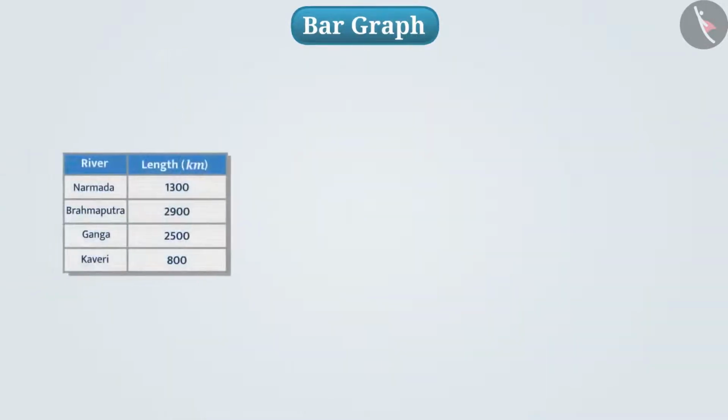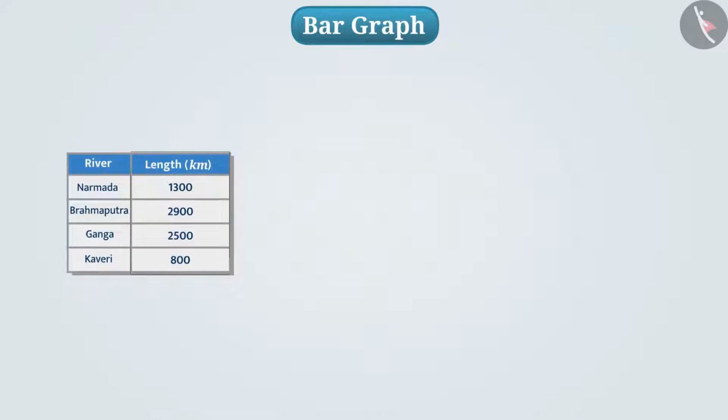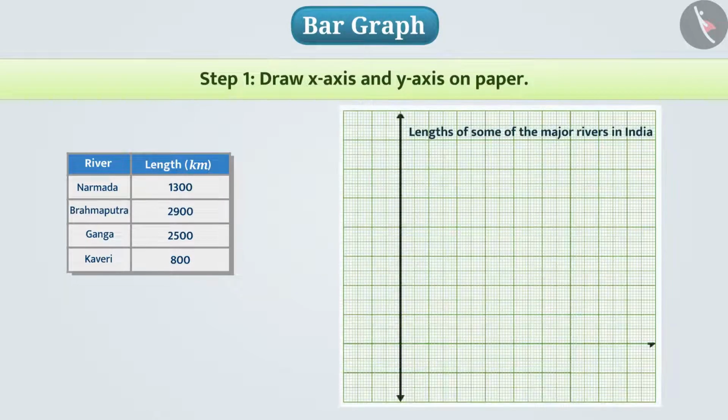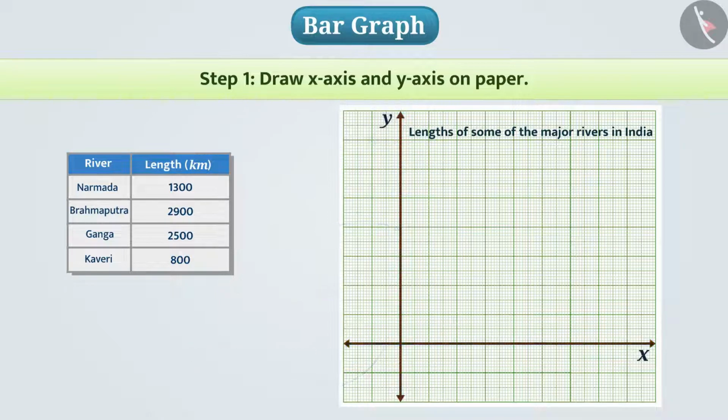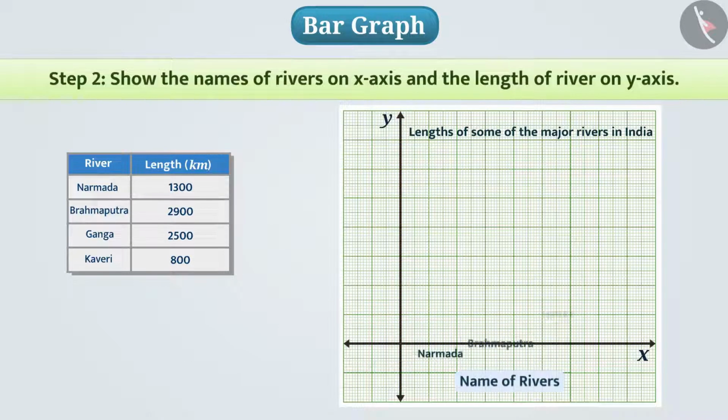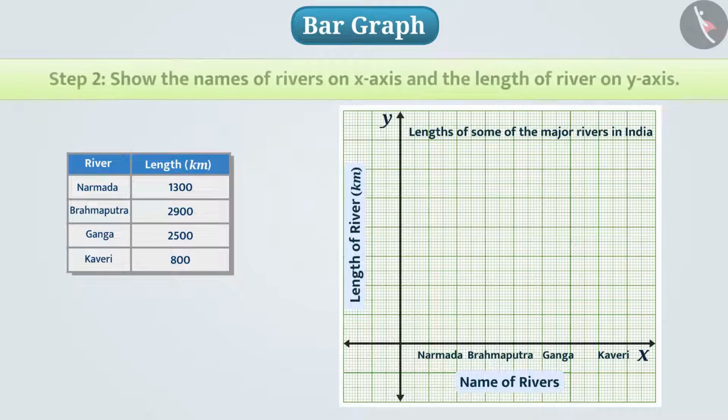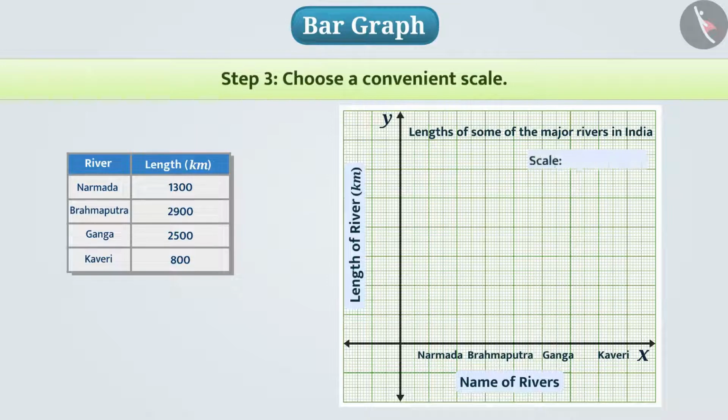The table shown here shows the lengths of some of the major rivers in India. Let's represent these data as a bar graph. Draw two mutually perpendicular lines on the paper. The horizontal line is the x-axis and the vertical line is the y-axis. Now we will show the names of the rivers on the x-axis and the length of the river on the y-axis. Now we will choose a convenient scale.